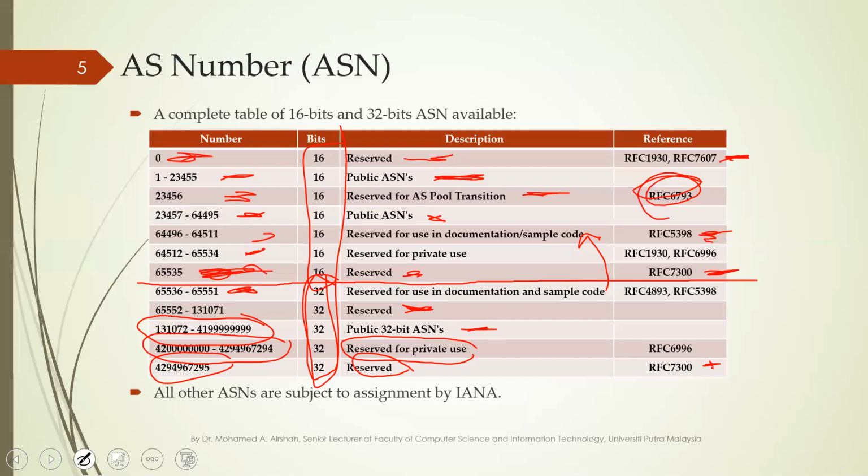So a complete table of 16- and 32-bit ASNs is available, as you can see here. All other ASNs are subject to assignment by IANA. So any number other than these ranges can be used, or actually there are no numbers other than these. I don't know why it's written like this, but anything used for public is supposed to be in this range, or this one, or this range. Other than this, we cannot use it for public ASNs.